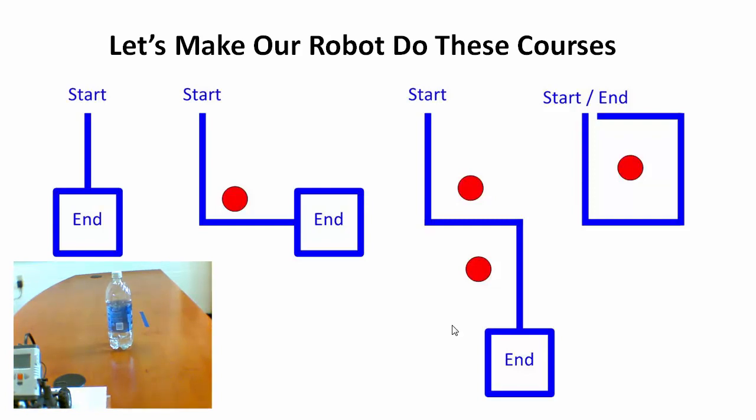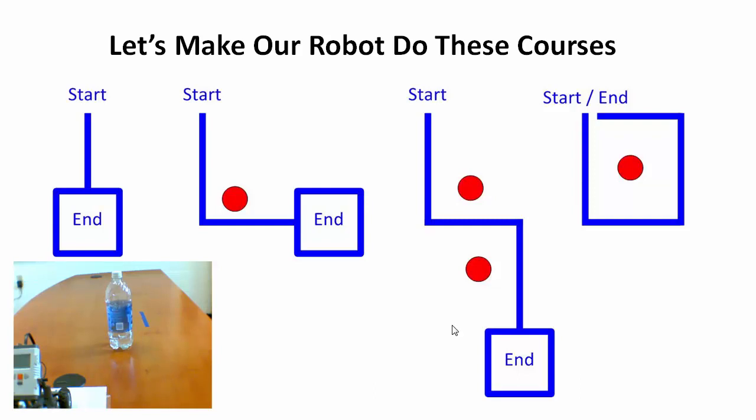But let's look at this one right here. This is going to be something that I could easily do. I could go forward, turn left, forward, turn left, forward, turn left. However, wouldn't it be neat to try to do this in a loop? So let's look at the programming constructs.